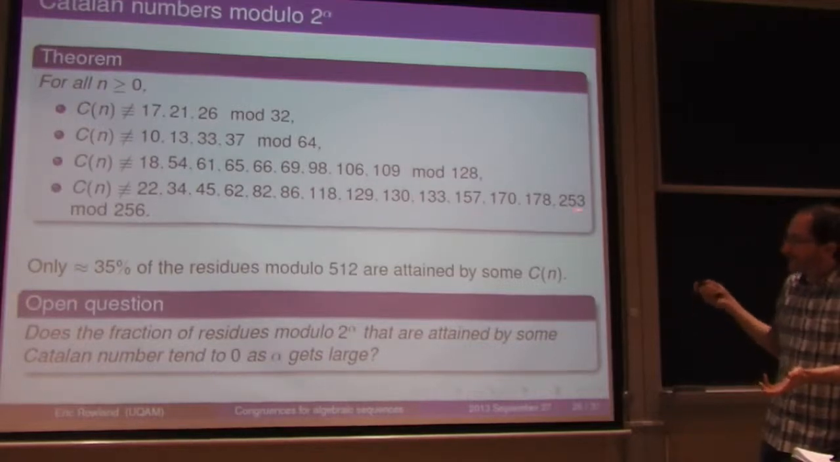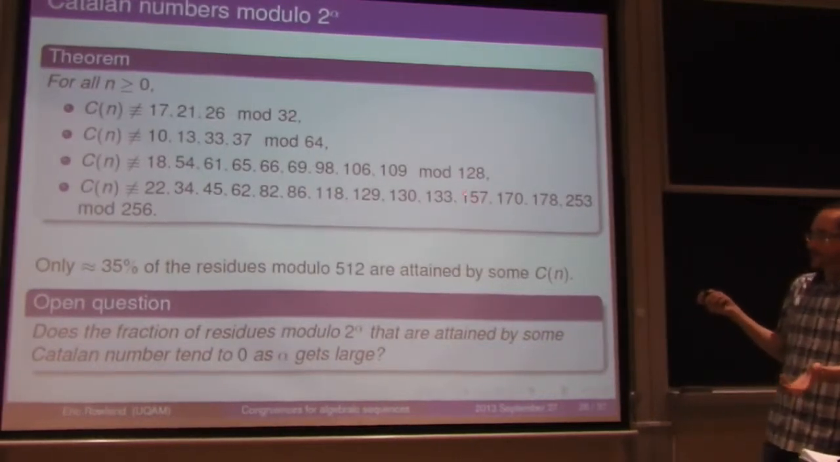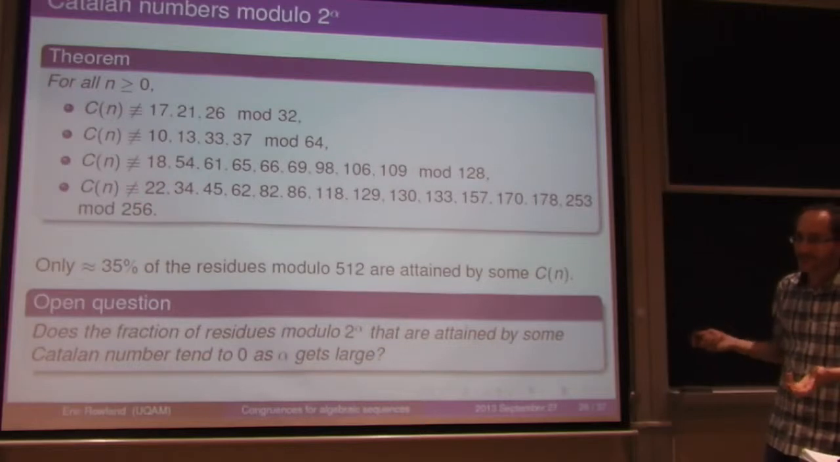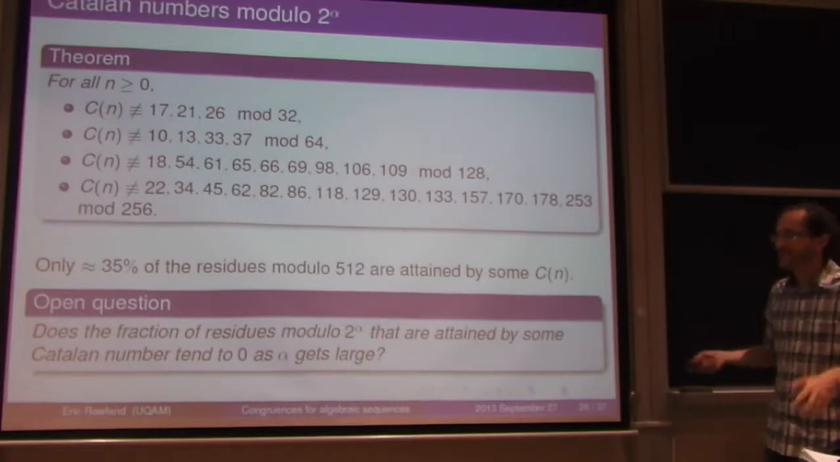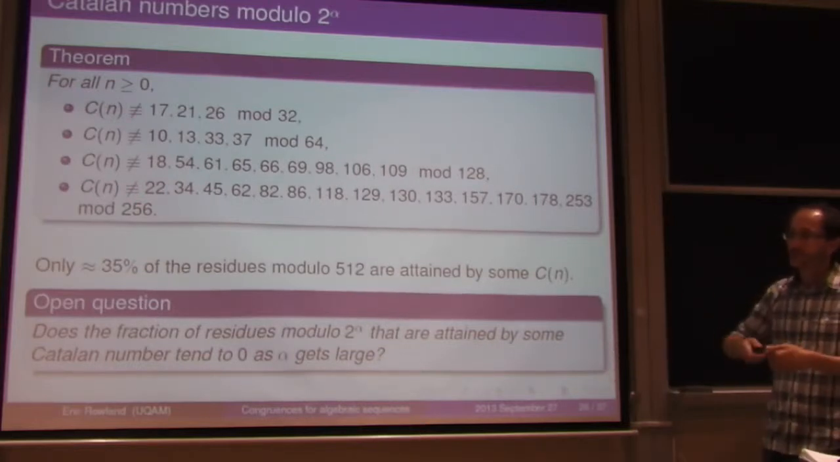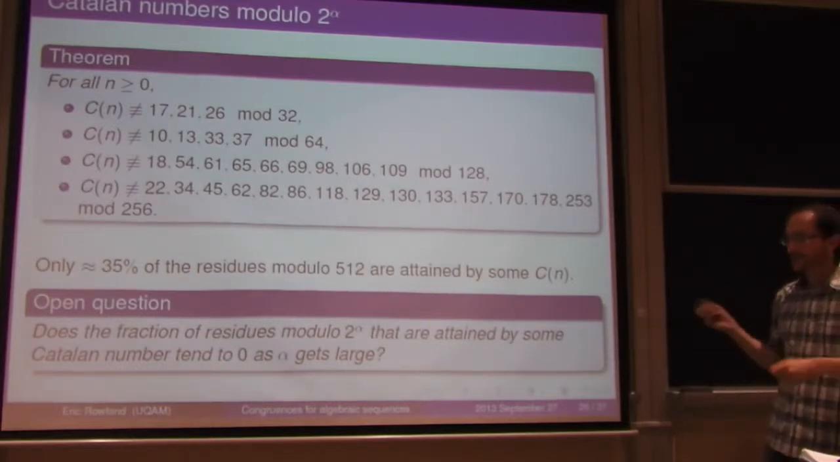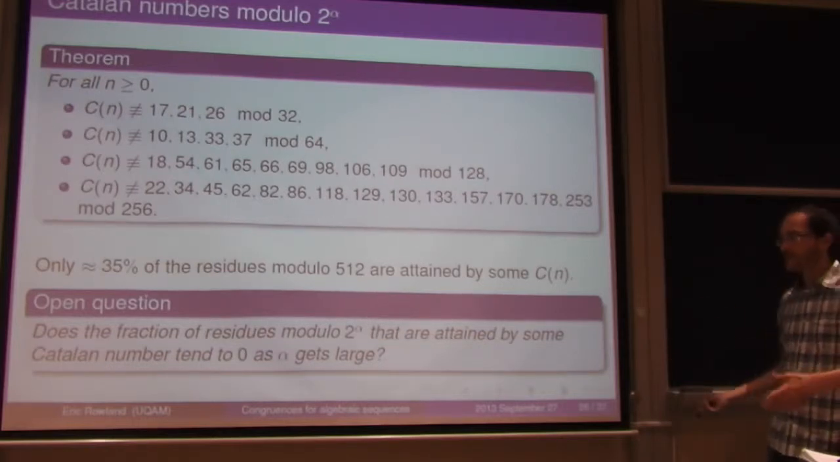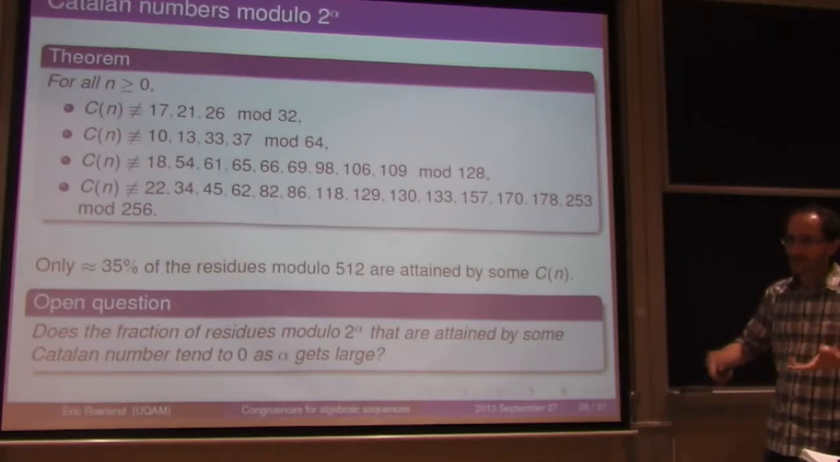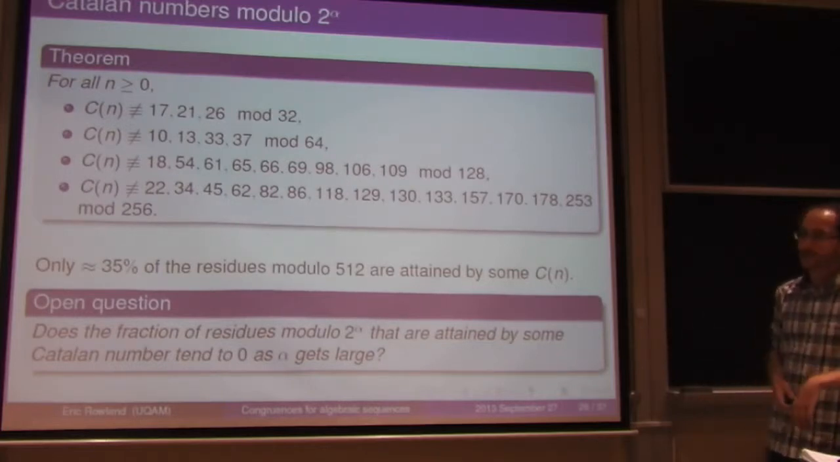It starts to be the case that maybe it's not so interesting that no Catalan number is congruent to 157 mod 256. So the more interesting question is what happens in the limit as you increase alpha. It turns out that only about 35% of the residues mod 512 are attained by some Catalan number. So what happens in the limit? Does this go to zero? Does the limit exist of the fraction of the residues that are actually attained? I don't know. It would be interesting to know.